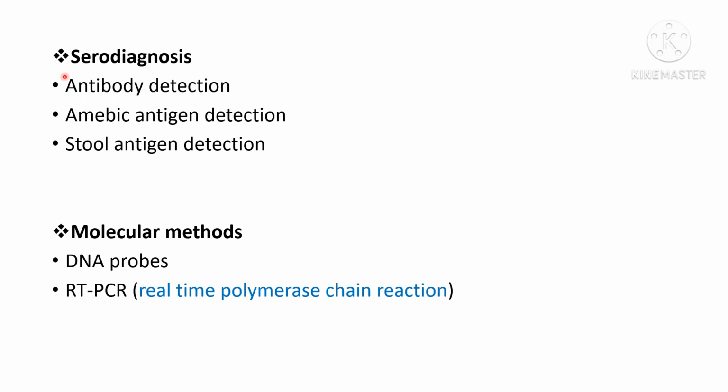Other methods used for diagnosis of intestinal amoebiasis include serodiagnosis and molecular methods. Under serodiagnosis, we have antibody detection, amoebic antigen detection, and stool antigen detection. Under molecular methods, we have DNA probes and RT-PCR. It is real-time polymerase chain reaction. Don't think it is reverse transcriptase polymerase chain reaction. It is real-time polymerase chain reaction.